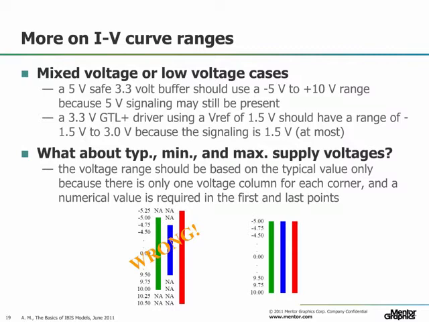Another question arises with low voltage swing buffers. For example, a GTL driver whose signal range is between 0 and 1.5 volts at most could be still powered by a 3.3 volt power supply. Should the IV curve ranges be based on the voltage swing or the 3.3 volt power supply? Since the IV curve range requirements are based on transmission line theory, I would suggest that you should select the voltage levels of the signaling as the basis for your IV curve ranges.